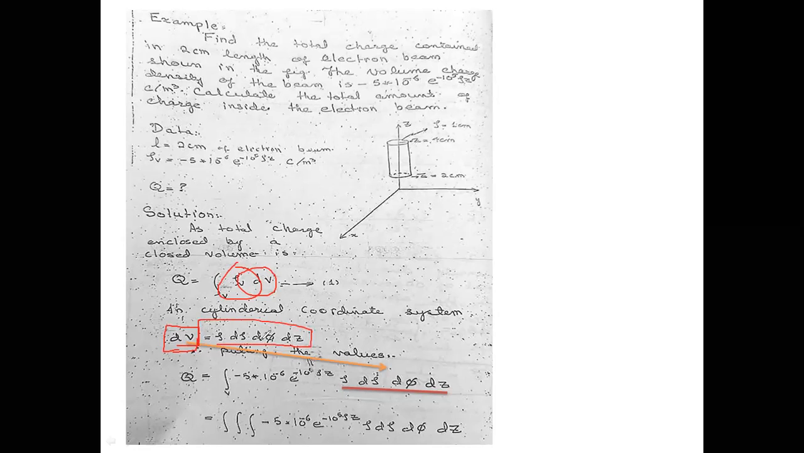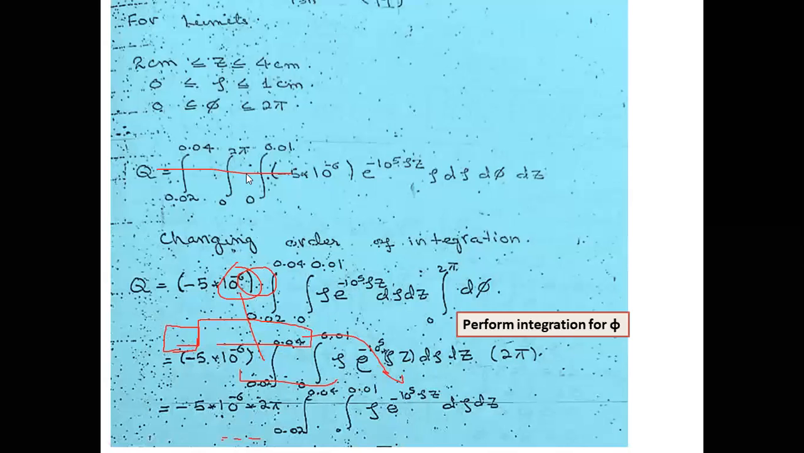So replacing dv by this, as I've shown with my arrow, and this is the value of rho v, which is given. So we have the volume charge, and we will apply three integrations: this is the limit for rho, this is the limit for phi, and the limits of z will be put over here. Okay, so move on to the next slide.